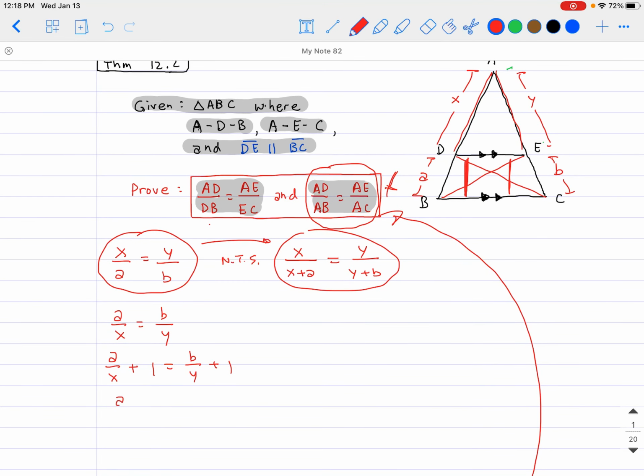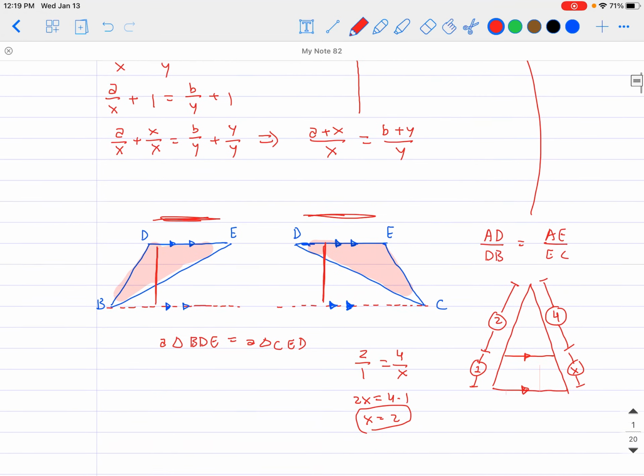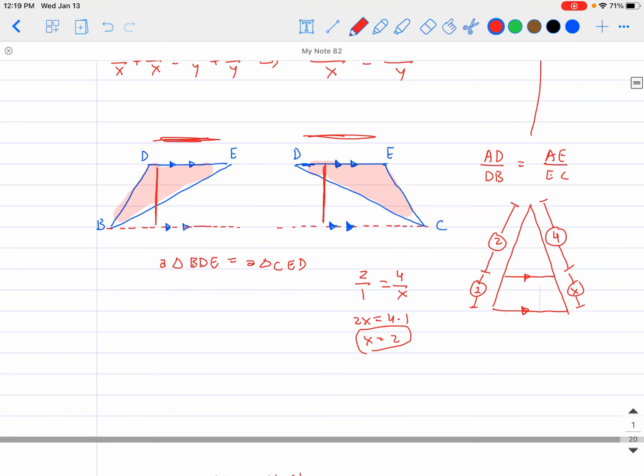So a over x plus x over x is equal to b over y plus y over y. And if I take what I have right here and clean it up a little bit more, we have a plus x over x is equal to b plus y over y. And if I now take the reciprocal of both sides, now we can actually have that proportionality that we said from earlier.